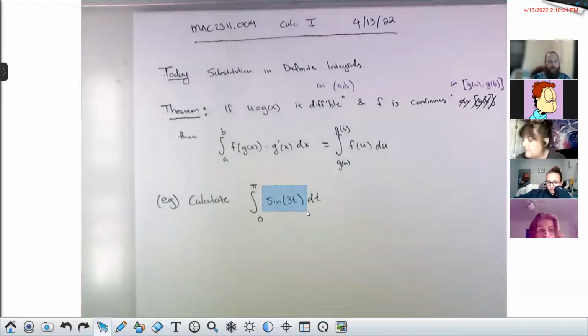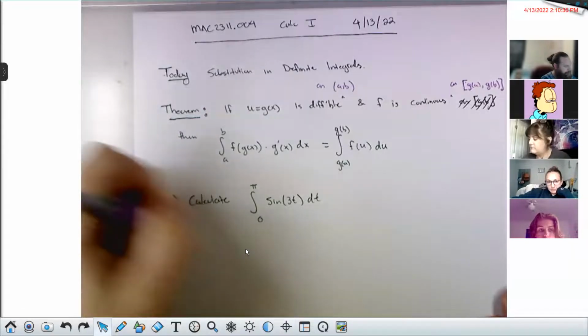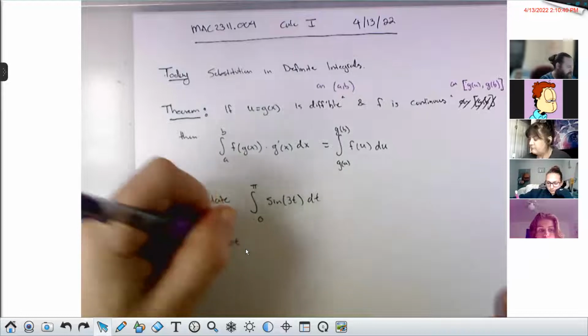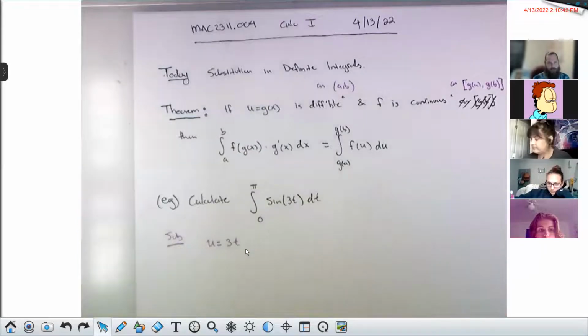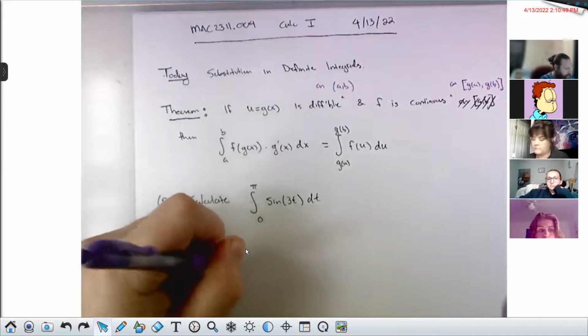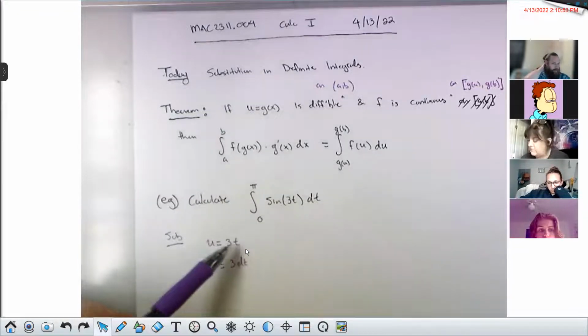So just like with our substitutions the other day, I want to try to visualize the integrand as an outer function and an inner function. And then I'm going to substitute for the inner function. So here I'd want to sub u equals 3t. I calculate the differential du before doing anything else. That would be 3 dt because the derivative of 3t is just 3.